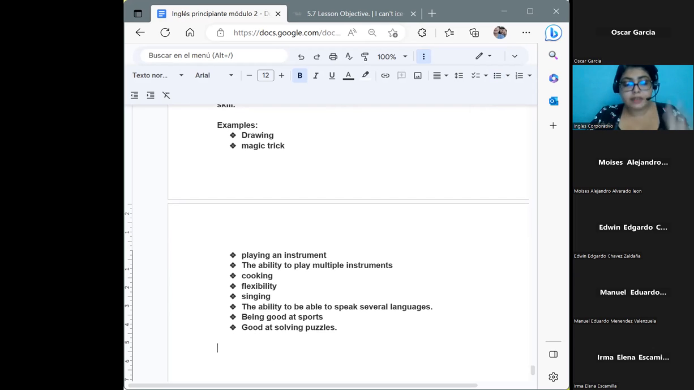Now, we have here the examples of talent and ability. And now I'm going to write a list of activities, and you are going to help me saying in which category these activities are. Voy a escribir una lista de actividades y vamos a hacer un cuadro donde vamos a ir escribiendo en cuál de las categorías entra cada una de estas actividades.